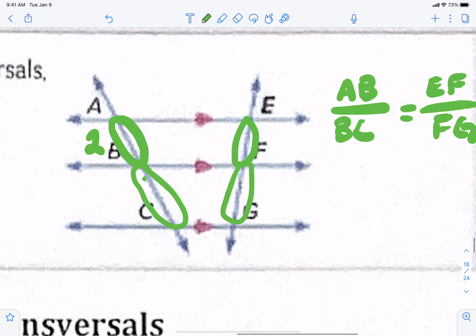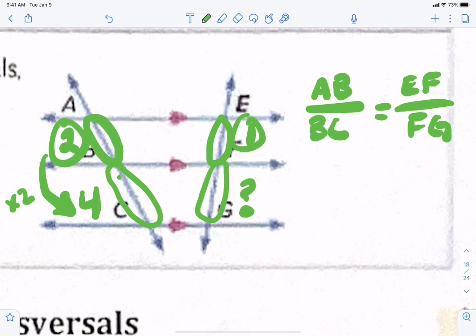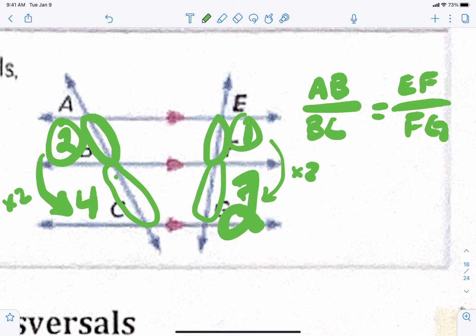So let's say that this is 2 and this is 4 and this is 1. What's this guy going to be? 2. This guy is double what this one is, right? So this guy has to be double what the top one is. So this guy has to be 2. Does that make sense? They're in the same proportion to one another. They're not the same length, but they're the same proportion.